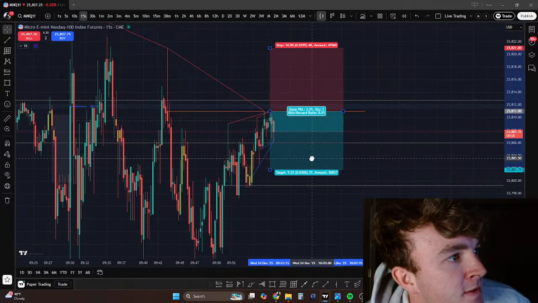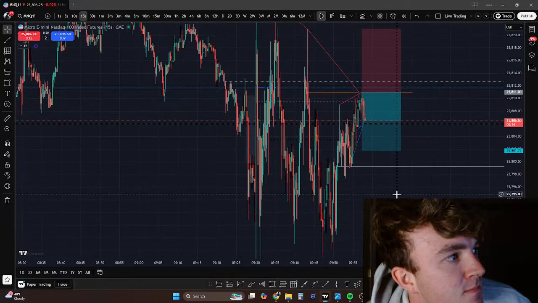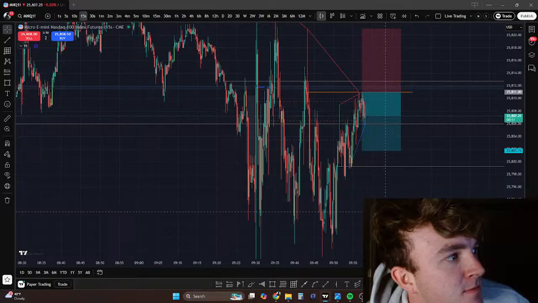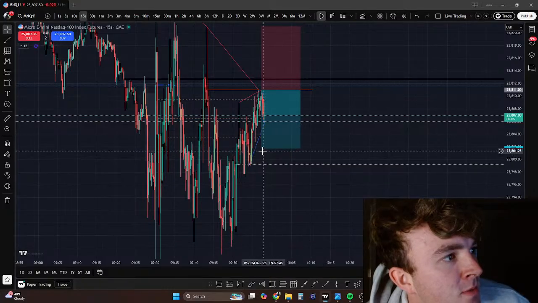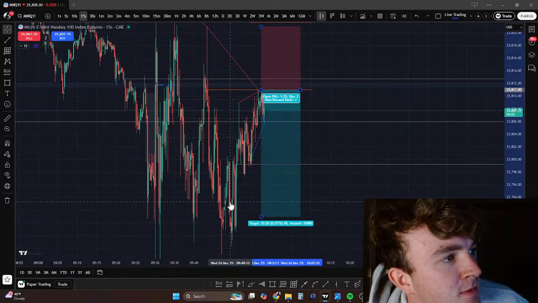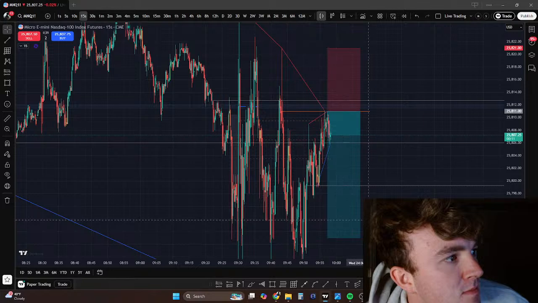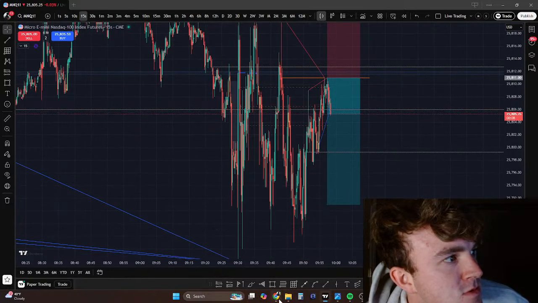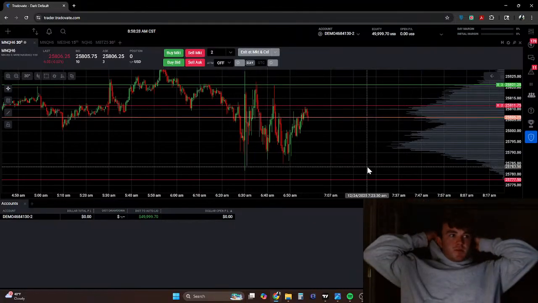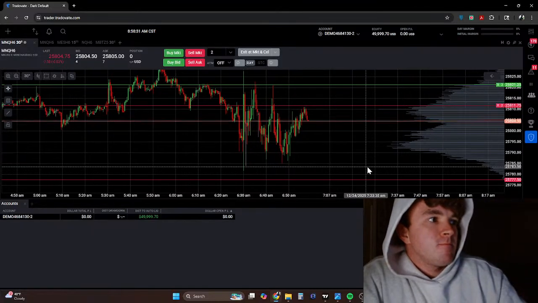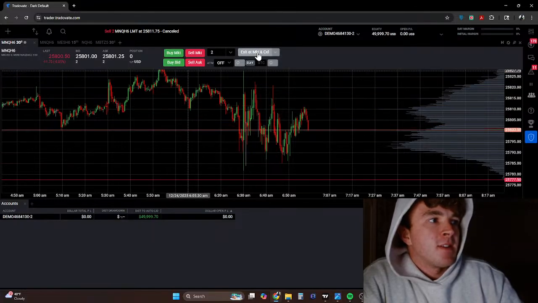Oh, it would have got filled on here. See? Look at that line I drew. So that order would have got filled on this. Dang, and now we just got a change in state off of it. Okay, never mind.